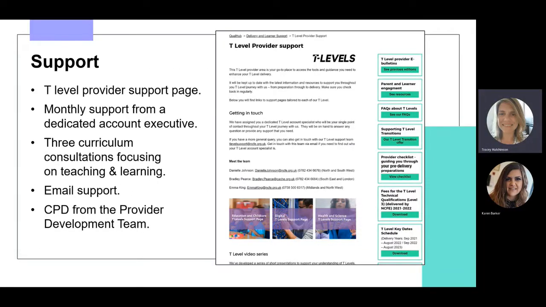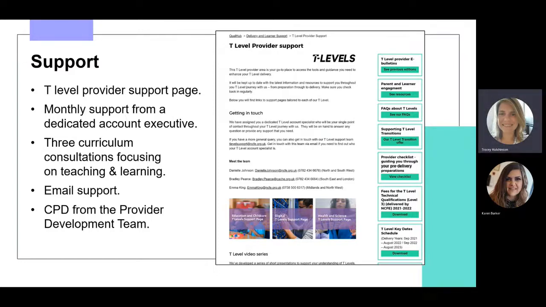So let's now summarise what support you can continue to get from ourselves. Our main area for you is the T Level support page. This is everything you have, from bulletin to key dates to upcoming webinars. You will continue to get your monthly support from your account executives and from ourselves at Provide Development. You have three curriculum consultations once you have registered. And we will continue to support you through emails and provide CPDs just like this, which we will continue to provide throughout the year.